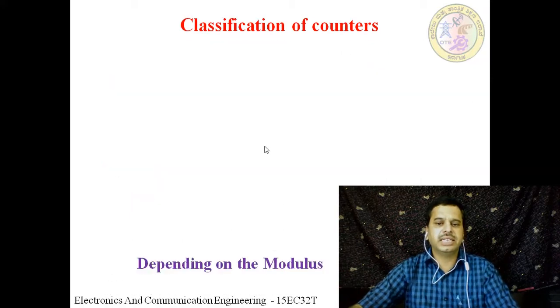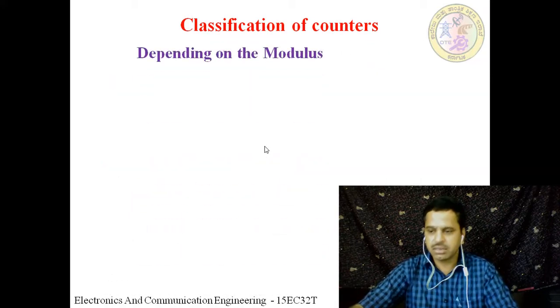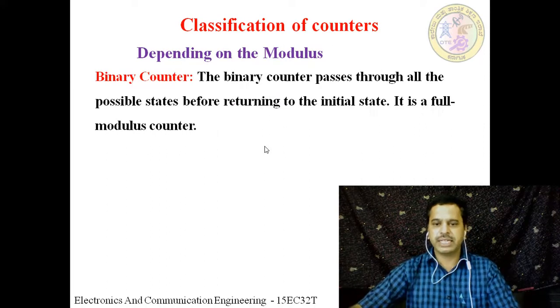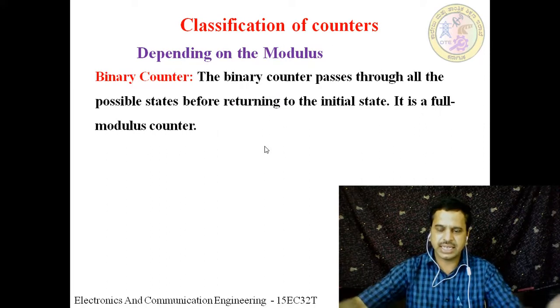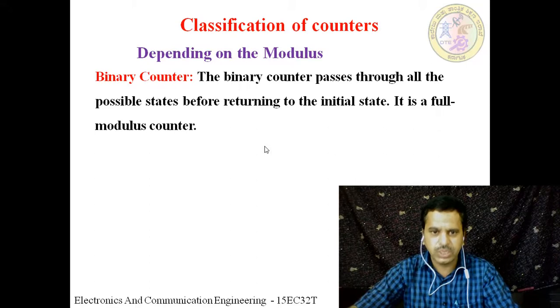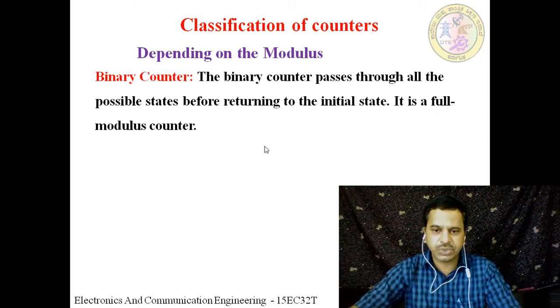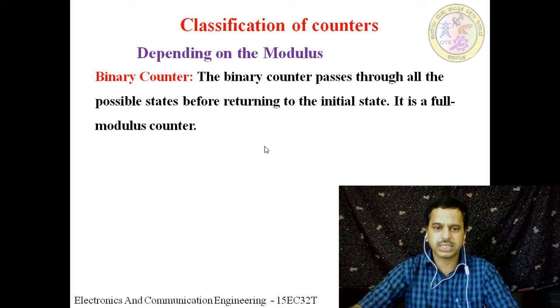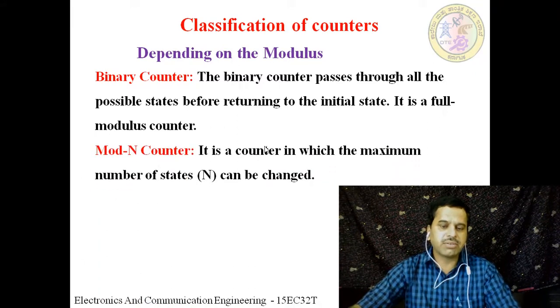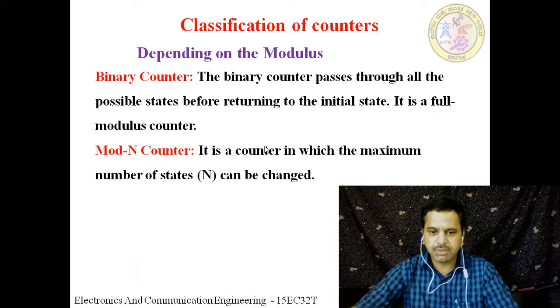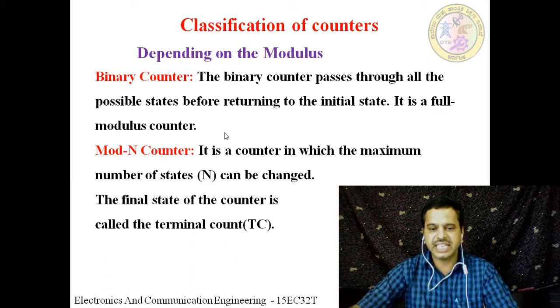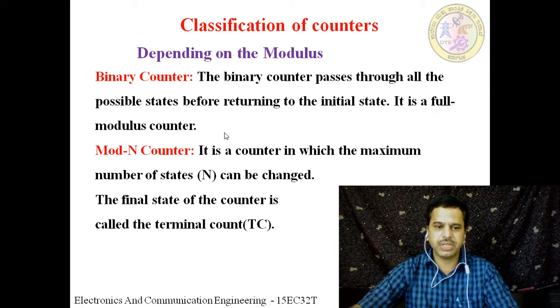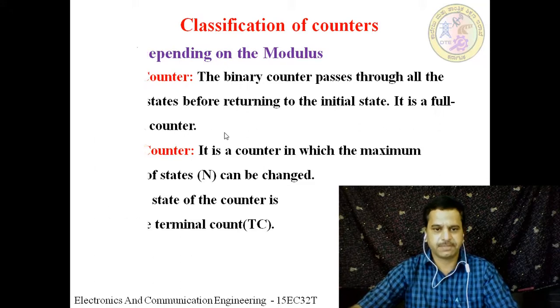And depending on the modulus of the counter, there are also two types. One is the binary counter. The binary counter, as I said, counts from 0 to the maximum value. It passes through all the possible states before returning to the initial state. It is a full modulus counter. Mod n counter is a counter in which the maximum number of states can be changed. The final state of the count is called the terminal count. Depending on the application, we can use the binary counter or the mod n counter.